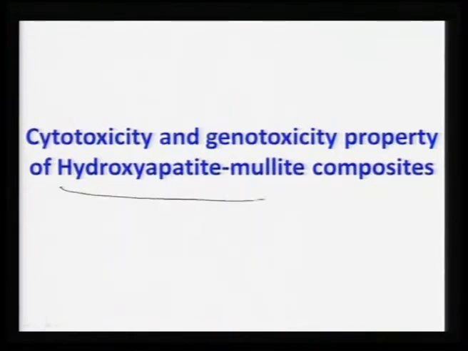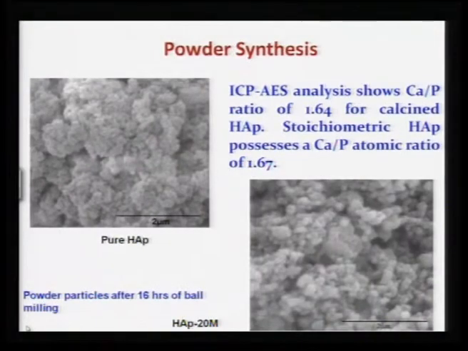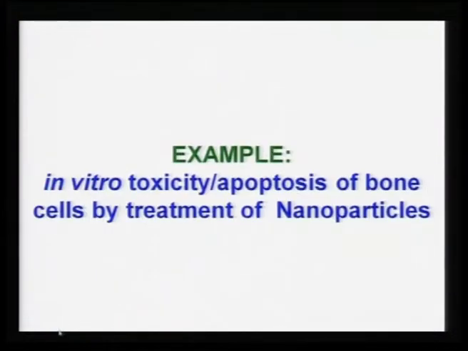Okay, coming to some examples of how cellular apoptosis happens. I will give an example of when a cell is treated with particle eluates like hydroxyapatite mullite, how this apoptosis takes place. So, these are the hydroxyapatite particles here. These particles are typically in the nano size range, 100 nanometer or less, and the other particles that we have taken are hydroxyapatite 20% mullite. There also the particle size is very small. The hydroxyapatite that we have used in our experiments has a Ca by P ratio of 1.67, that means it is more or less stoichiometric hydroxyapatite.